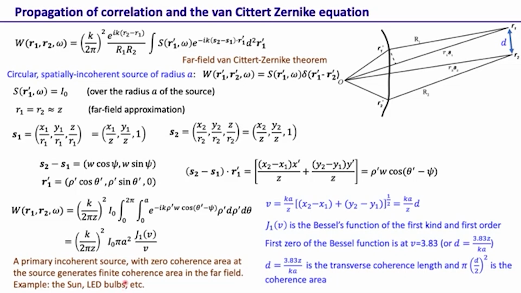LED bulbs are also an example of such spatially incoherent sources, because to very good approximation they are spatially incoherent sources. And in fact, for such sources that are spatially incoherent or spatially partially coherent, there are a lot of applications, especially in imaging in turbulent environments, and some of these applications, if we have time, we will go through in this course.